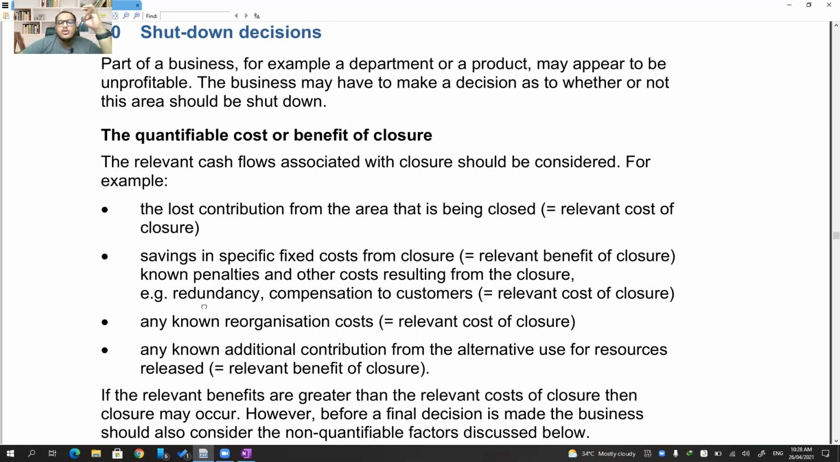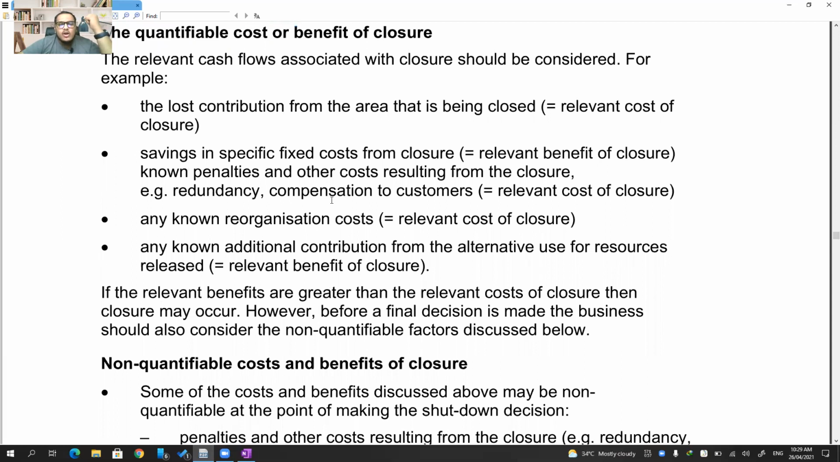So whatever contribution we are generating from that unit, that will be a relevant loss for you, relevant cost for you. Sometimes if you're shutting down, you have to pay the customers something, you have to pay the employees some amounts, all that stuff, that is also a relevant cost. Then any reorganizational cost, like using those existing resources somewhere else, all those costs also you have to consider.